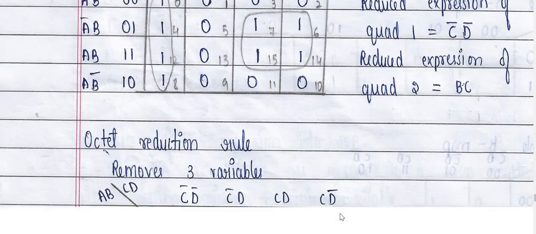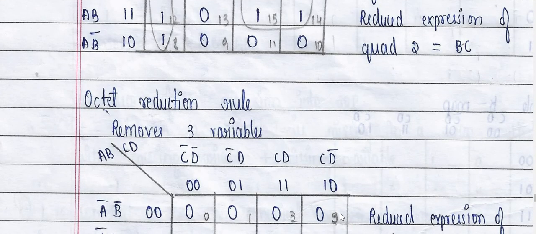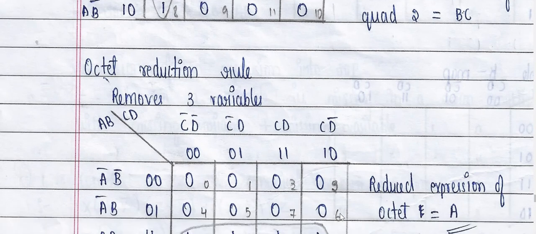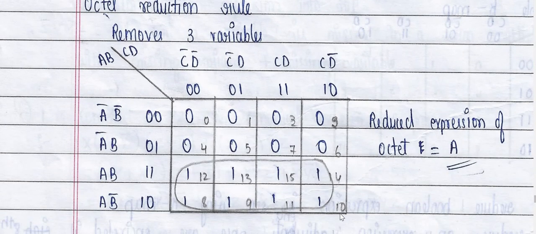Then next one, octet. What is an octet? 8 ones that are adjacent is called an octet. See here, which is the octet? The columns 12, 13, 15, 14, 8, 9, 11, 10. 8 ones are adjacent. This is called an octet. Then using this octet, we can remove three variables.